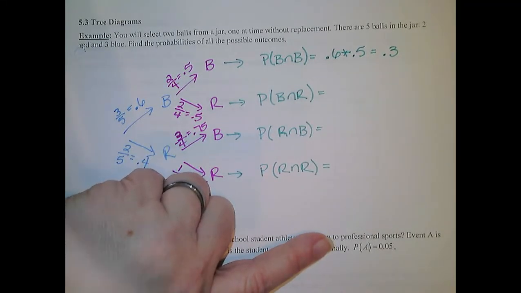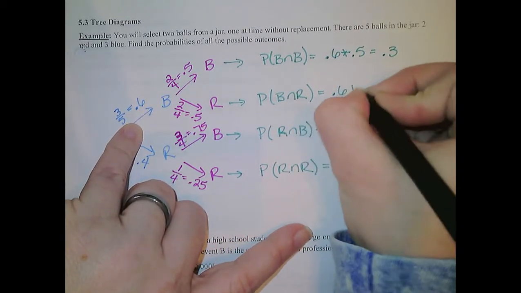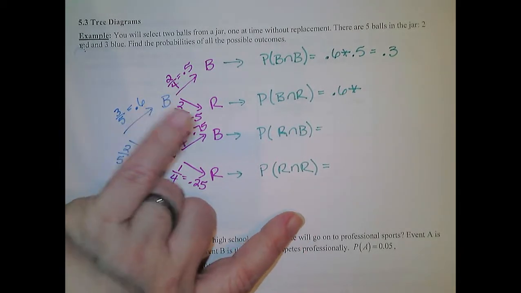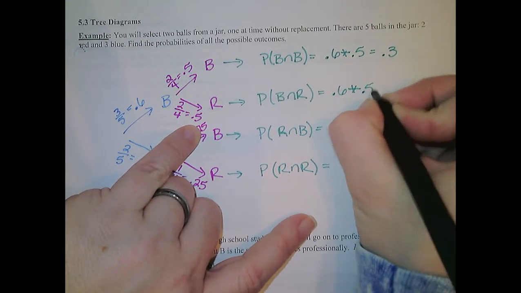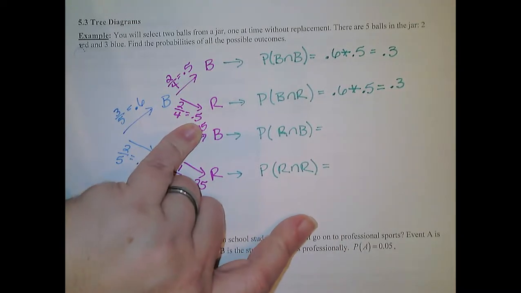The probability of getting a blue ball and then a red ball will be that 0.6 chance of blue on the first and then 0.5 chance of red on the second, meaning I also have a 30% chance of getting a blue and then a red.